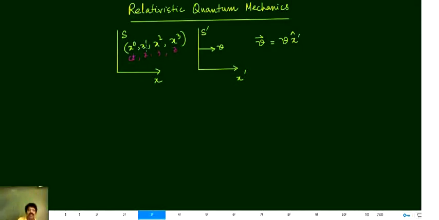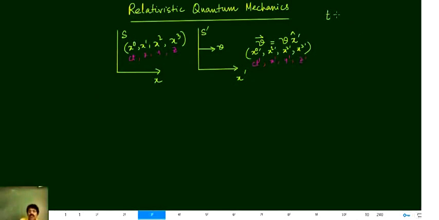Actually x is denoted as x prime, and here you have the coordinates x0 prime, x1 prime, x2 prime, x3 prime. These are the prime coordinates, where x0 prime is ct prime, this is x prime, this is y prime, and this is z prime. And the usual transformation which you have is like this.